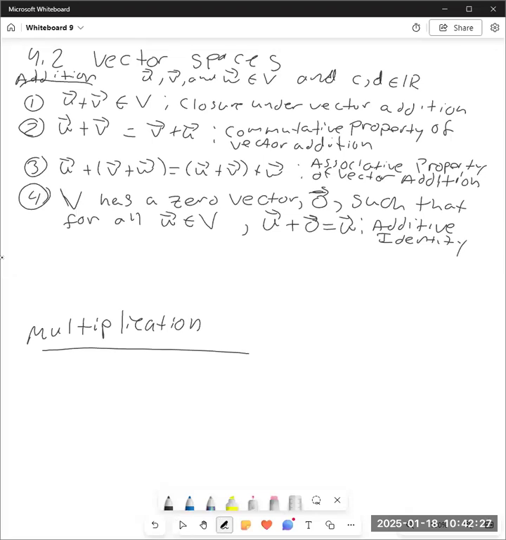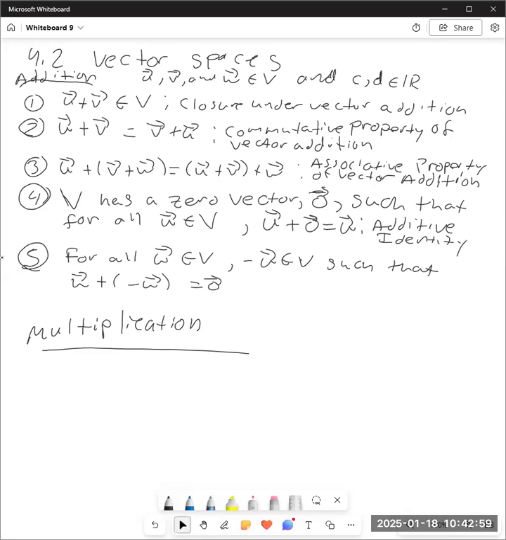And number 5 is going to be our additive inverse. So for all U that are in V, the opposite of U has to also be in V, such that U plus the opposite of U is equal to the zero vector. And again, that's the additive inverse.